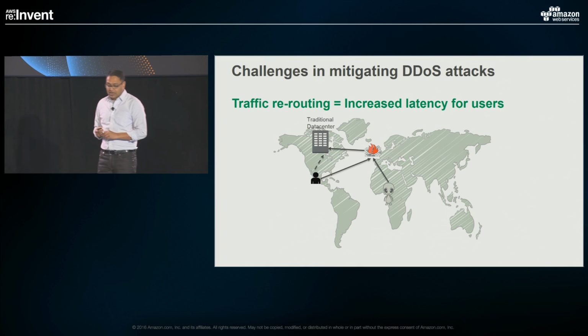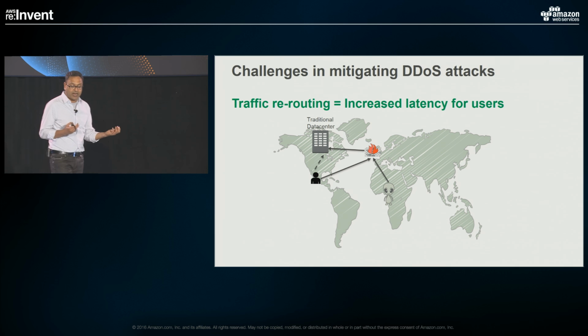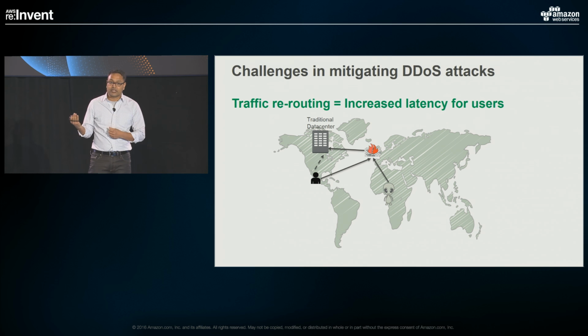The third one that customers tell us is this increase in latency. So it's a fairly simple schematic. When you actually start announcing, either through anycast or whatever other means, your application's IP space from different locations, you add latency for all your end users.